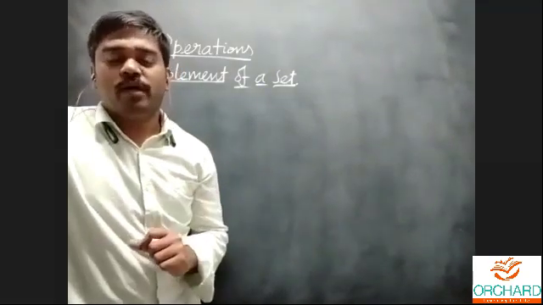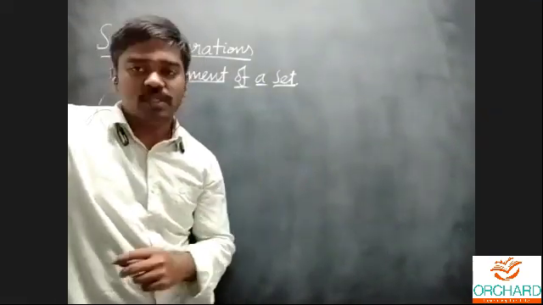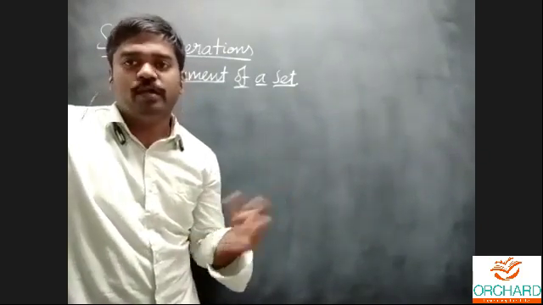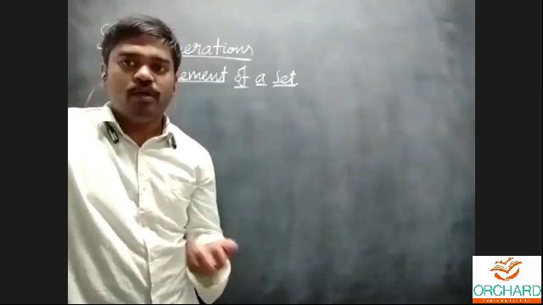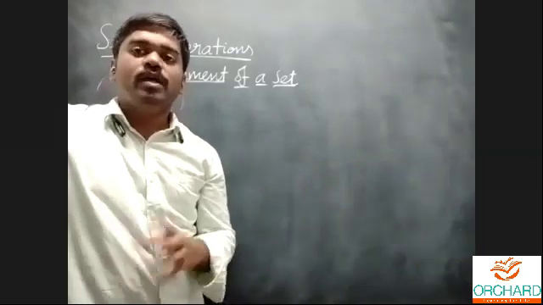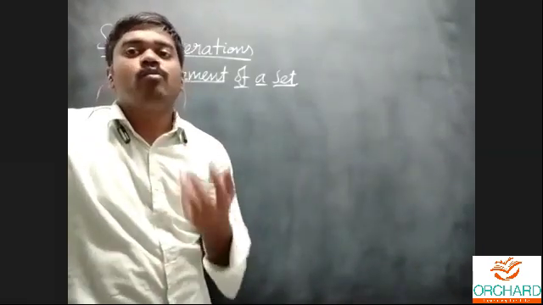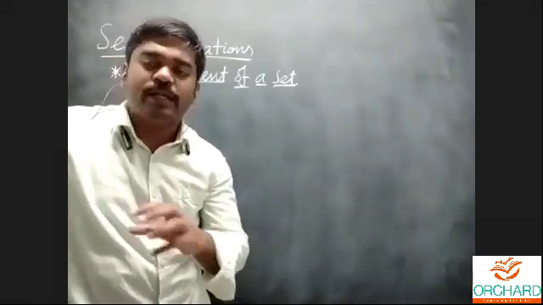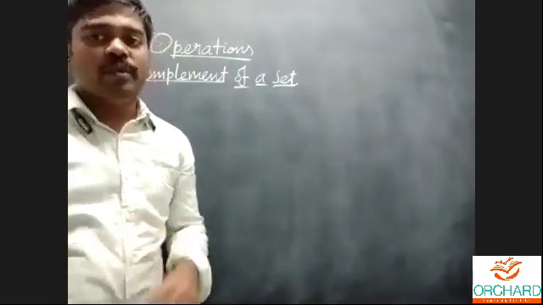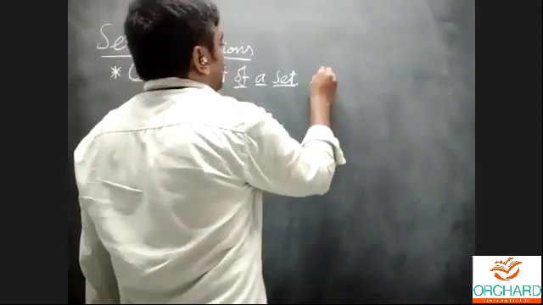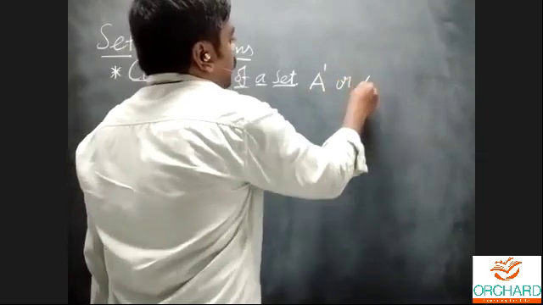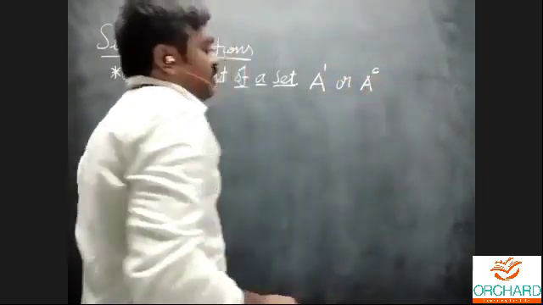But the complement is connected only with the universal set. From the universal set, you remove the elements of set A or set B or the given set, because they can give any name from A to Z for the set. From the universal set, we remove the elements of the given set and write down the remaining elements. That is called the complement of a set. In notation, you can write it as A dash or A complement. Don't read it as A power C.